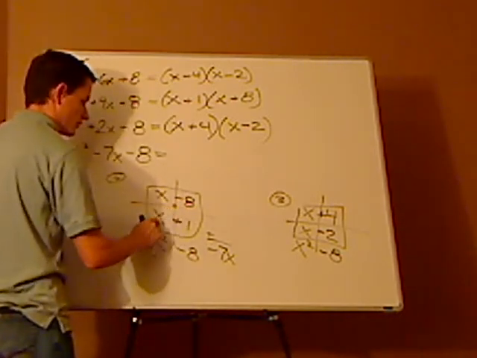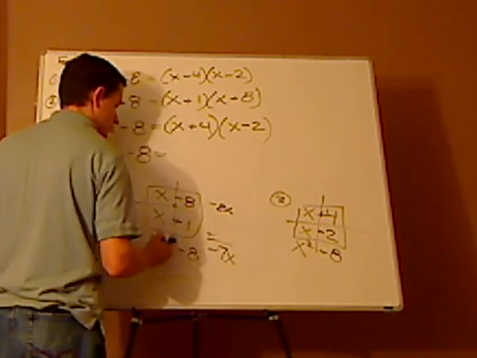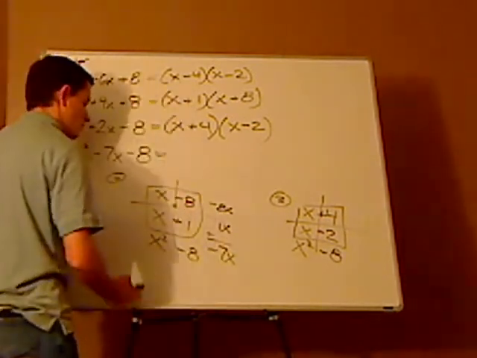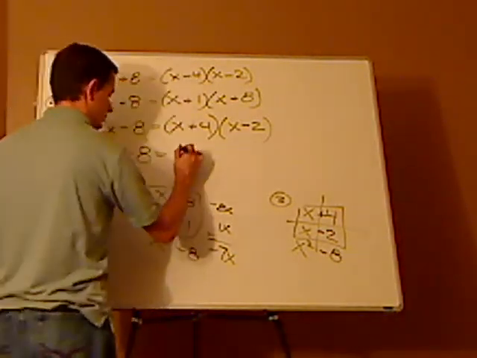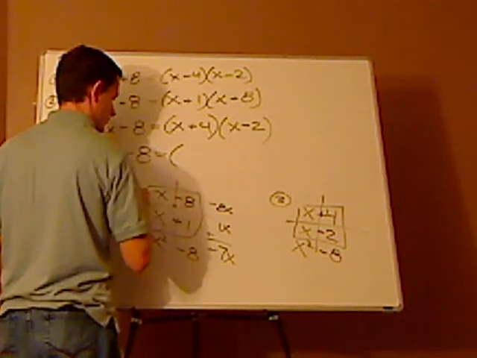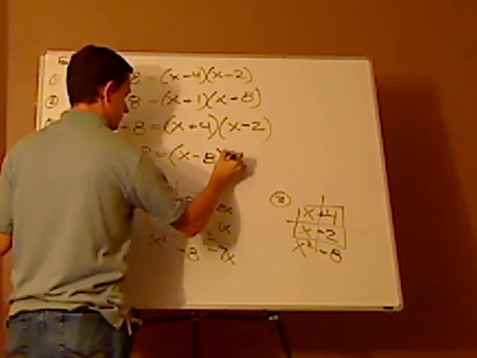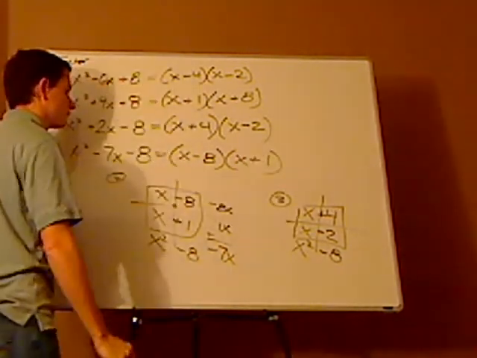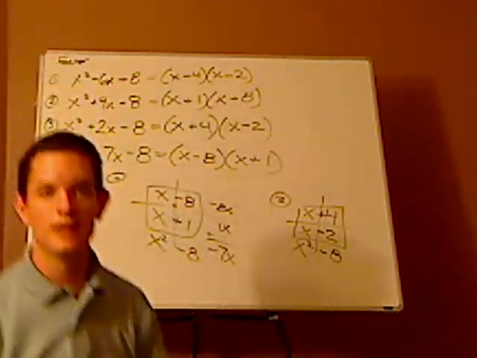Again, you do diagonals. X times a negative 8 is negative 8x. 1 times x gives you a 1x. Alright, so that checks out to a negative 7x. So then you just set up the parentheses as it is. So it's x minus 8, x plus 1. And that is it.